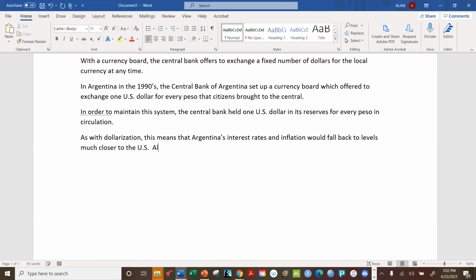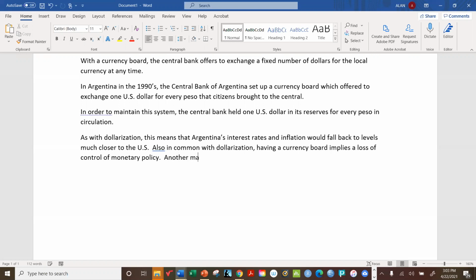And of course, also in common with dollarization, having a currency board implies a loss of control of monetary policy, because they don't actually have the ability to change the quantity of pesos unless they're able to also simultaneously acquire enough dollars to back them up. So they don't have a whole lot of control over their own money supply. And so that means they're essentially giving up control of monetary policy.